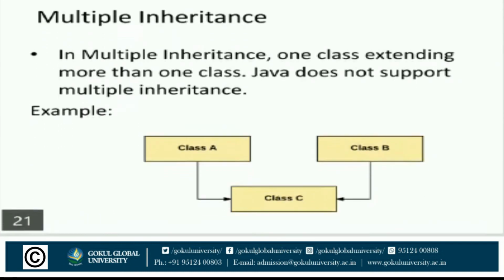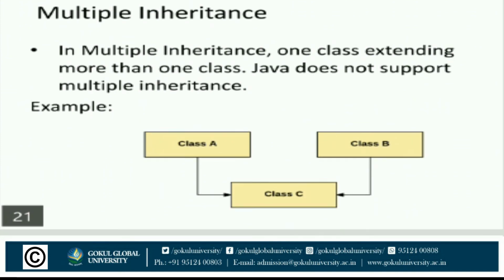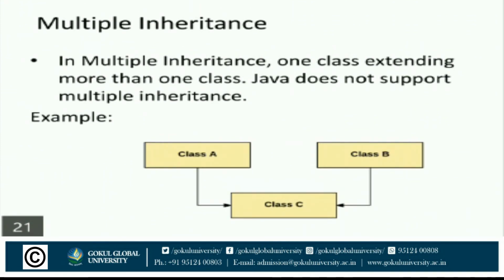Then number 2, multiple inheritance. In multiple inheritance, one class extends more than one class. Java does not support multiple inheritance. There are two base classes, meaning two parent classes are there. Number one is class A and number two is class B. Then class C is the child or derived class. Now class C is confused about where to get the properties or functions from, class A or class B. This is the complexity. So Java does not support multiple inheritance.